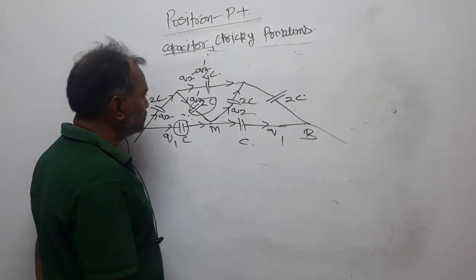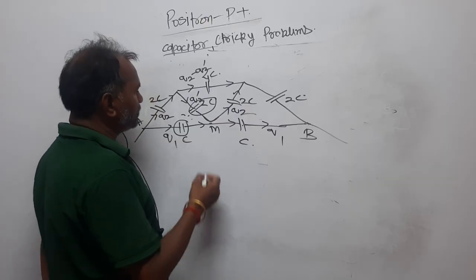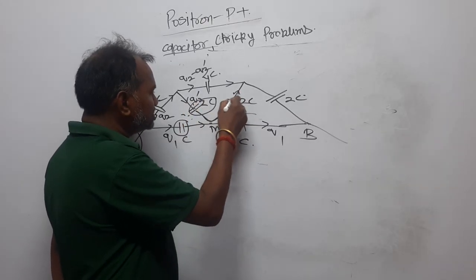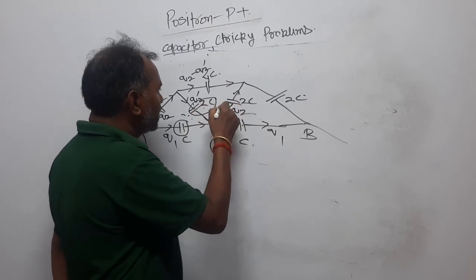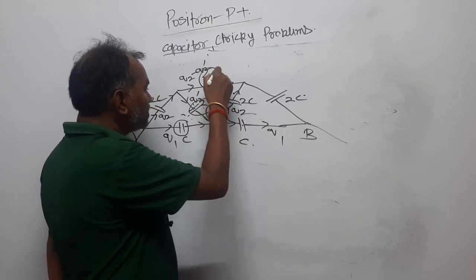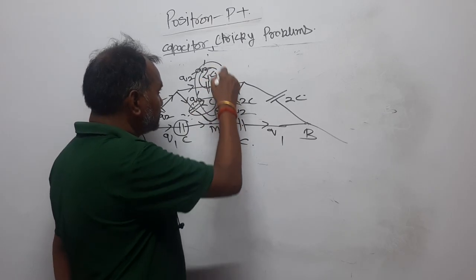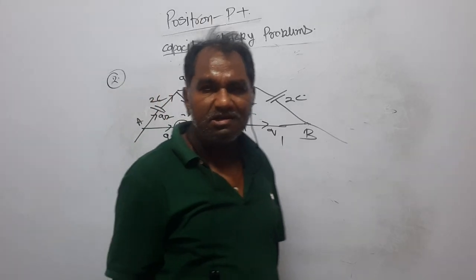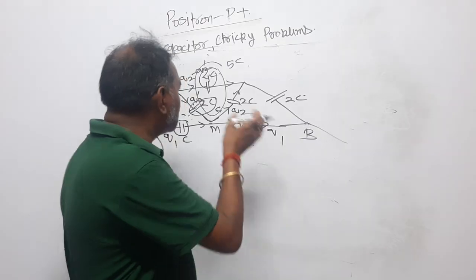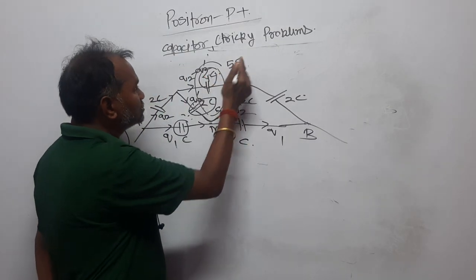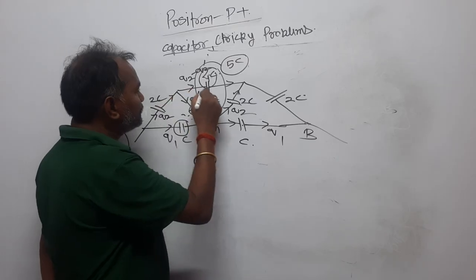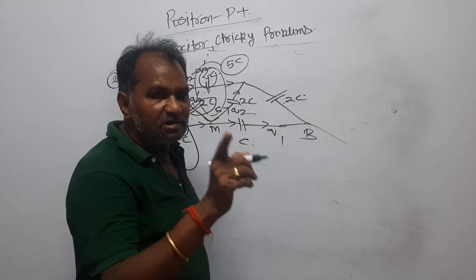Now, dear student, look here. It's a very simple problem. This 2C and 2C are in series. Their equivalent will be C, and this C will be parallel to this, so it becomes 5C. Now, this 2C, 2C are in series, their equivalent will be C, and this C is parallel to it, so it becomes 5C. Now look here, this 2C, 5C, 2C are in series.